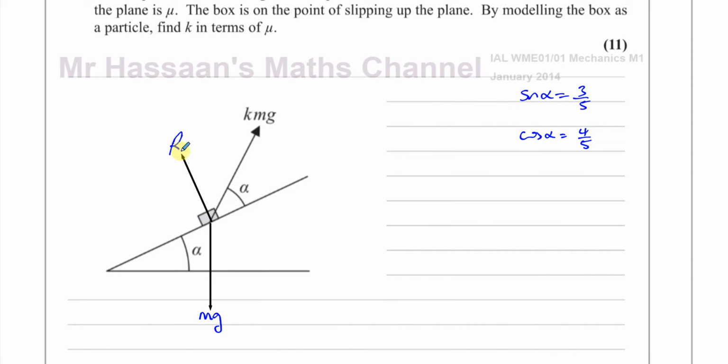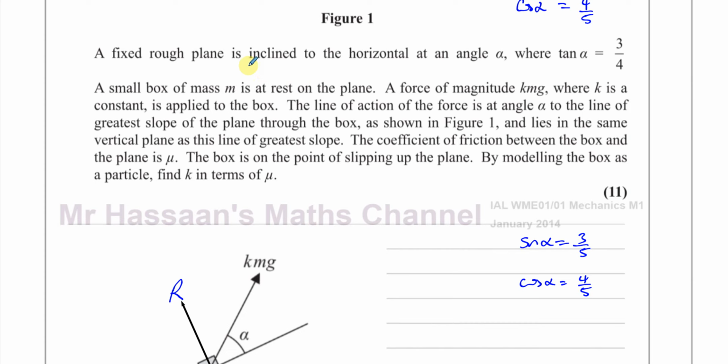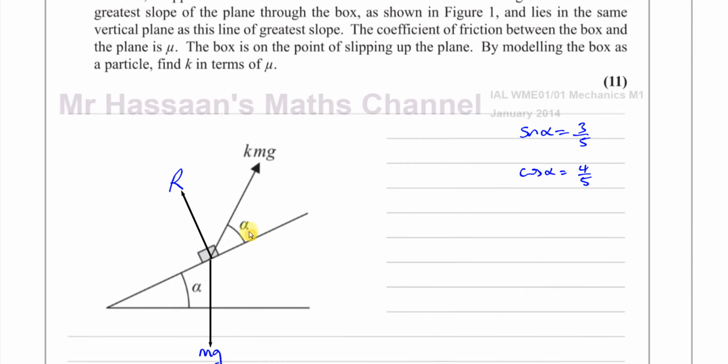So we call that R, that's the reaction force. Now, we also know that this is on the point of slipping, or sliding up this rough plane. Okay, it's about to slide up the plane, basically, going upwards. Now, if it's about to go upwards, what's stopping it from going upwards? Well, it's the friction, as well as, of course, the weight.